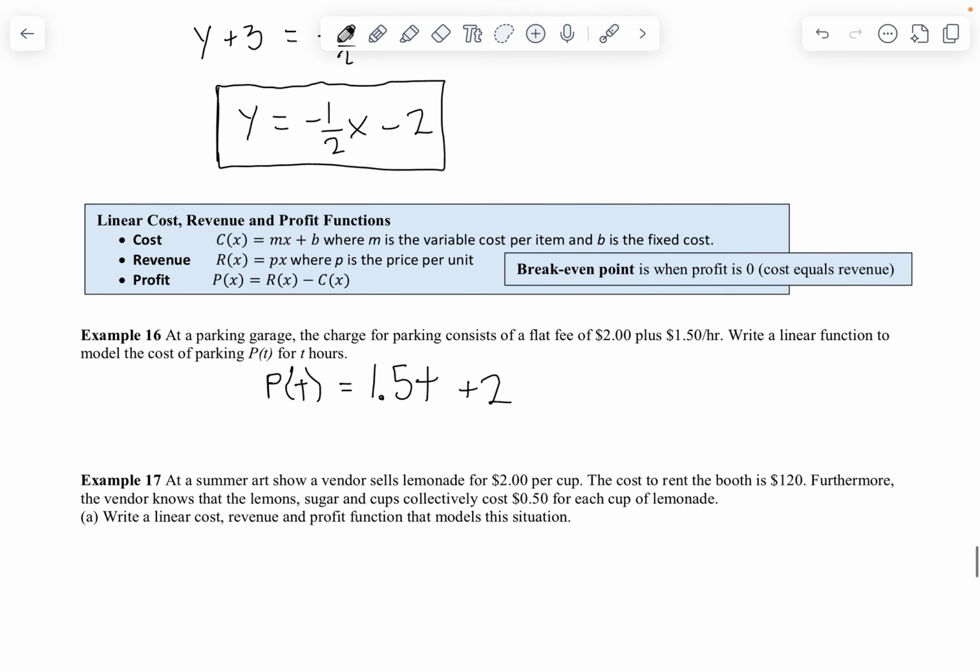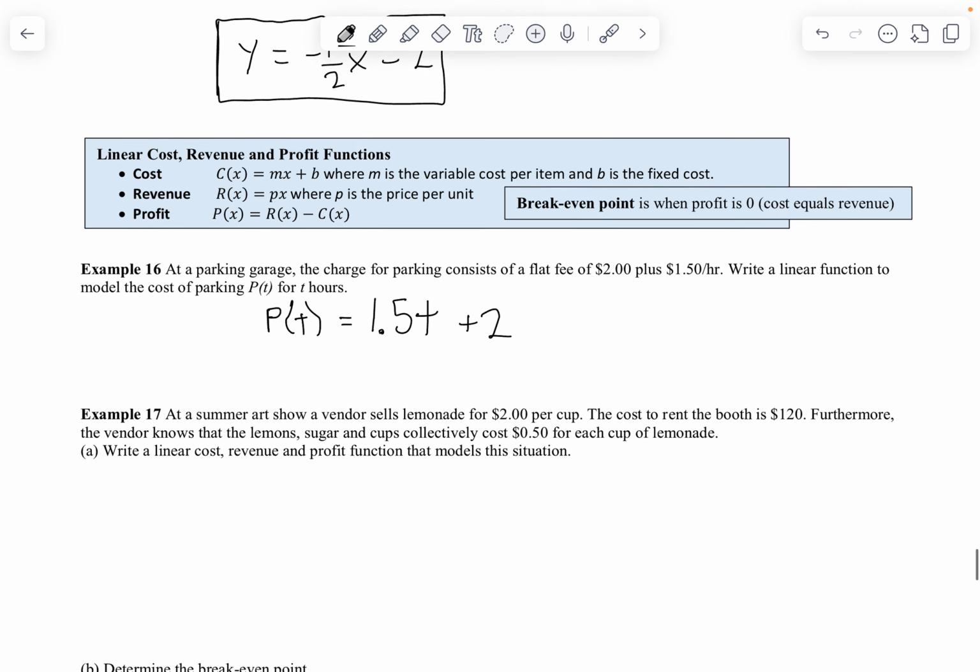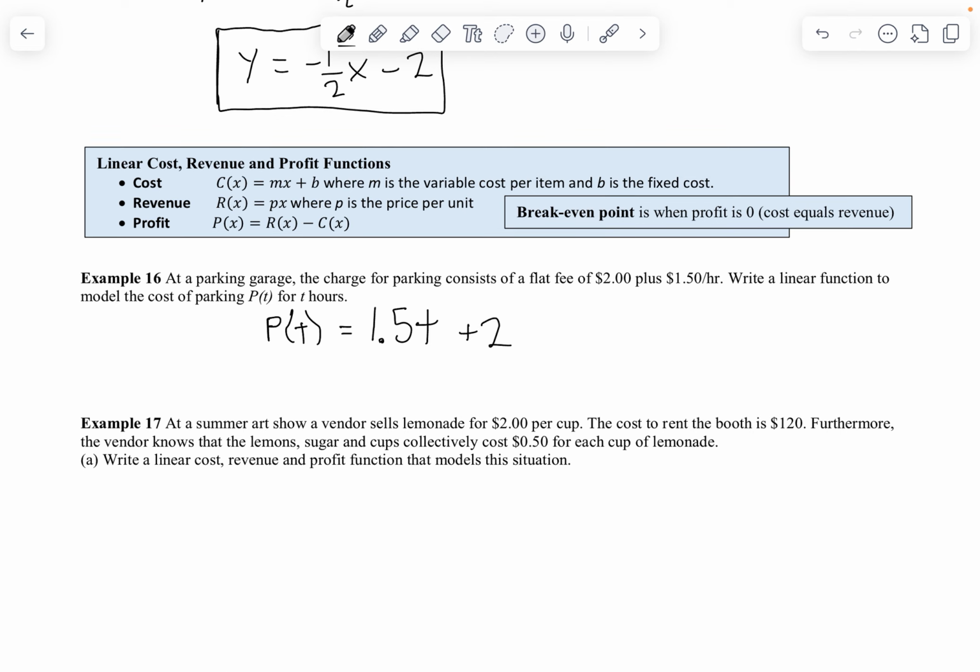Let's come down here to example 17. At a summer art show, a vendor sells lemonade for $2 per cup. The cost to rent the booth is $120. Furthermore, the vendor knows that the lemons, sugar, and cups collectively cost 50 cents for each cup of lemonade. So part A, write a linear cost, revenue, and profit function that models this situation. Let's begin with the cost function, C of x.